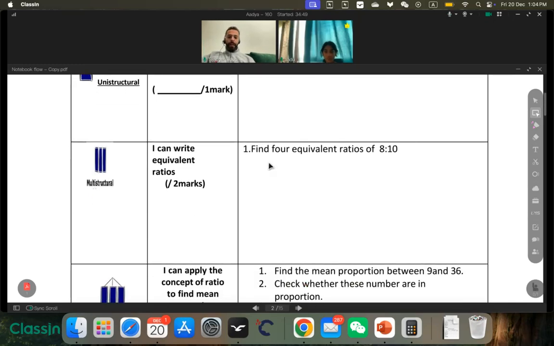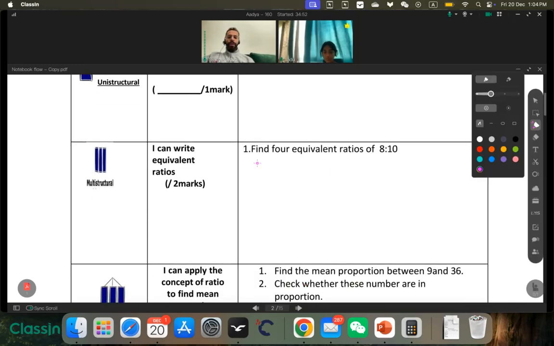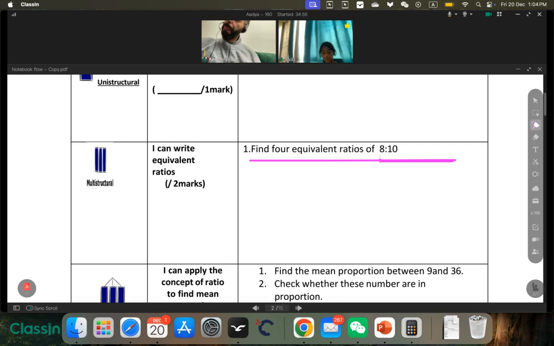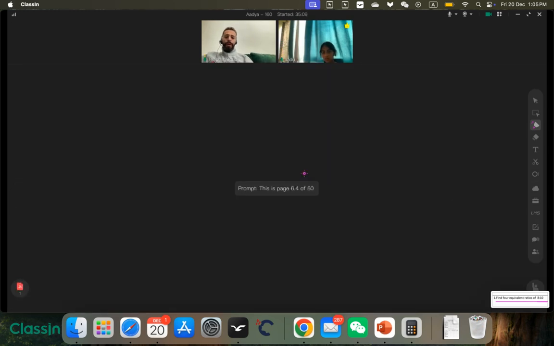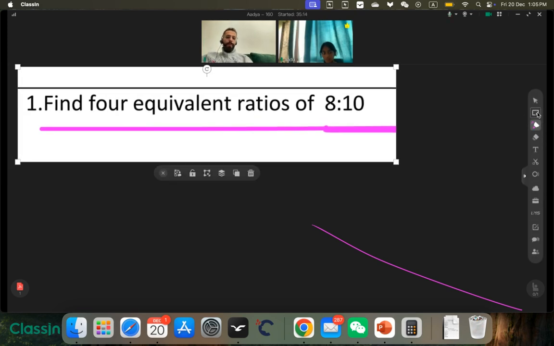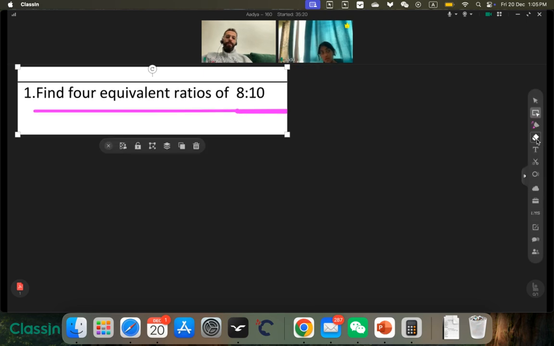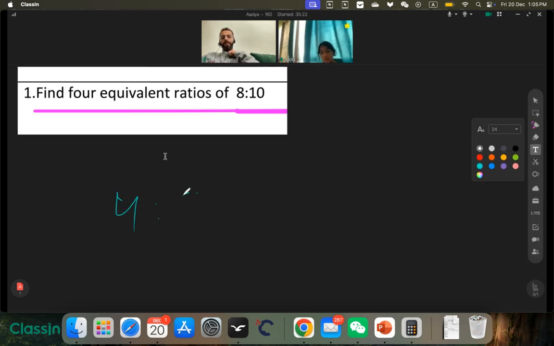Okay, next. Find four equivalent ratios. This is easy. What do you think? Find four equivalent ratios of 8 to 10. They both come in the two times table. Yeah, exactly. So can you give me an answer? Okay, good. That's the first one.